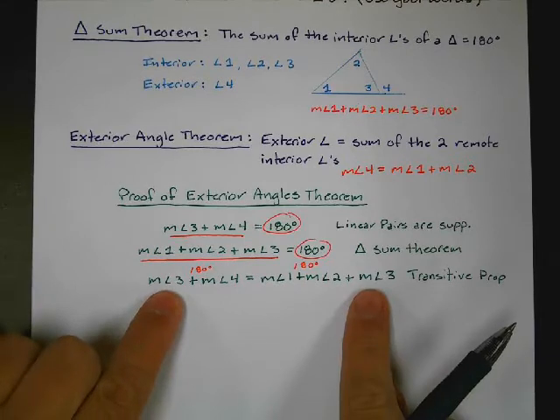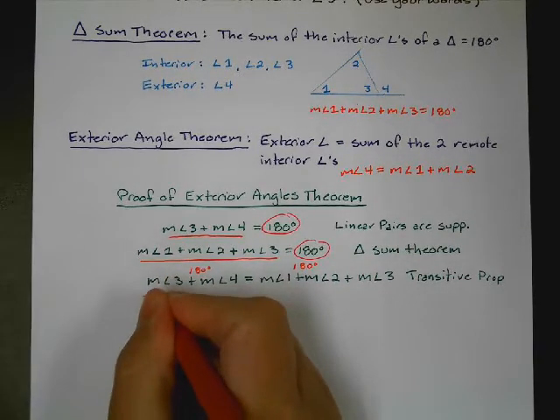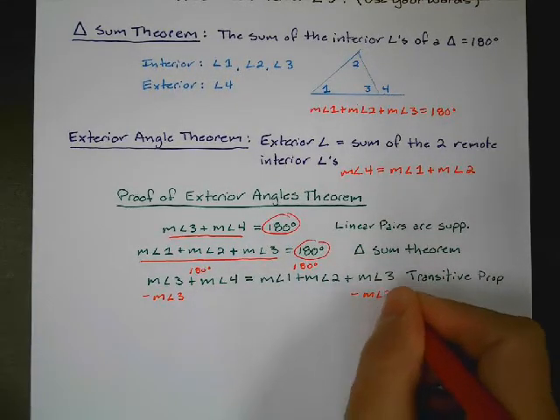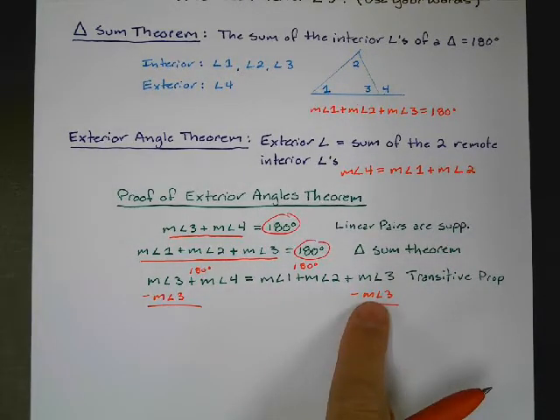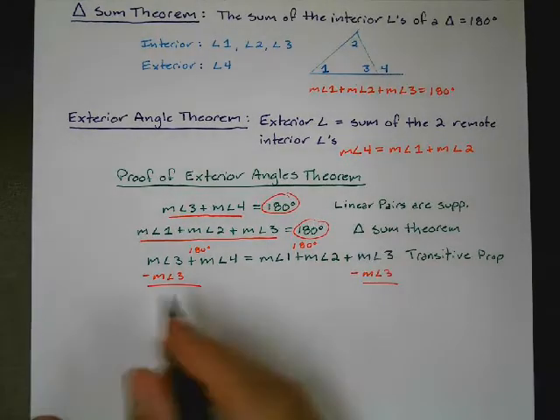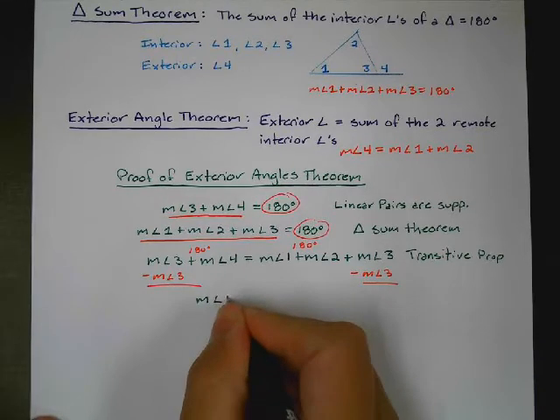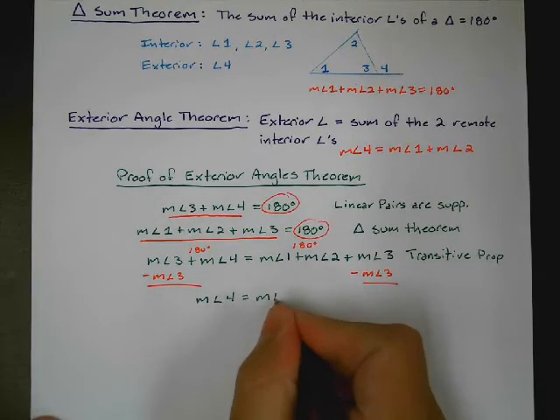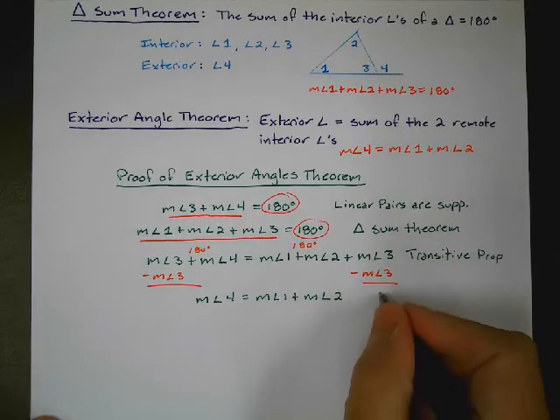Notice how both of these have angle 3 on both sides. Well, I can just subtract angle 3 from this side and subtract angle 3 from this side, because I'm allowed to subtract the same number from both sides. So I'll subtract those two from both sides, and what am I left with? Well, angle 3 goes away over here, and I'm left with the measurement of angle 4 is equal to, on the other side, angle 3 went away, and I'm left with the measurement of angle 1 plus the measurement of angle 2. So we use the subtraction property to get there.